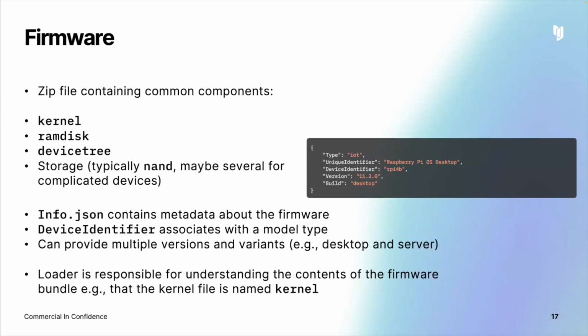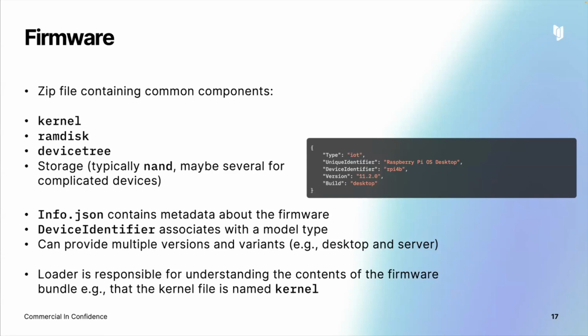Device identifier is the important field, again, matching the name of the domain file. The unique identifier is used to allow updates to the firmware. So if a new firmware zip is uploaded with the same unique identifier, it will be considered an update to that version rather than a separate firmware. And then the build and version fields are for display only and are not used for matching.